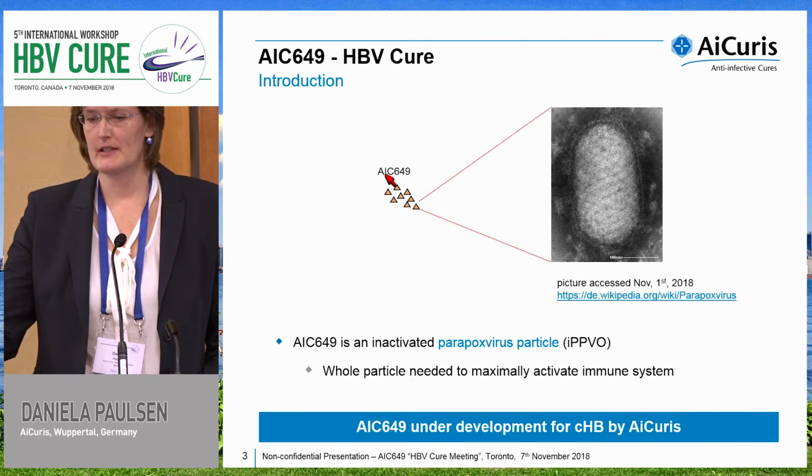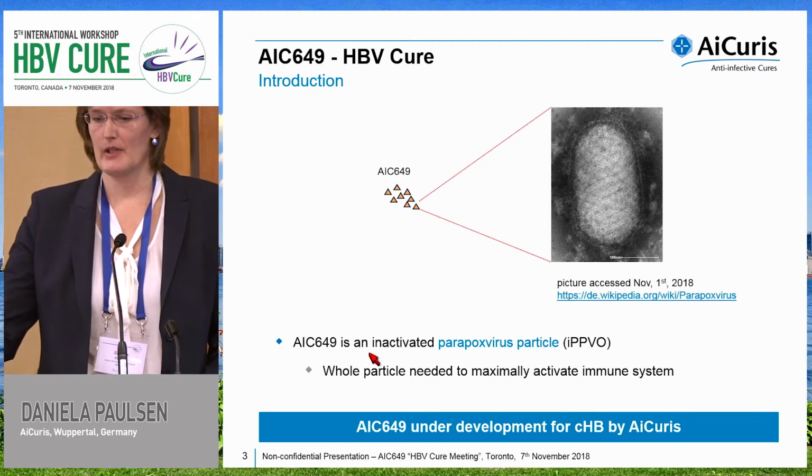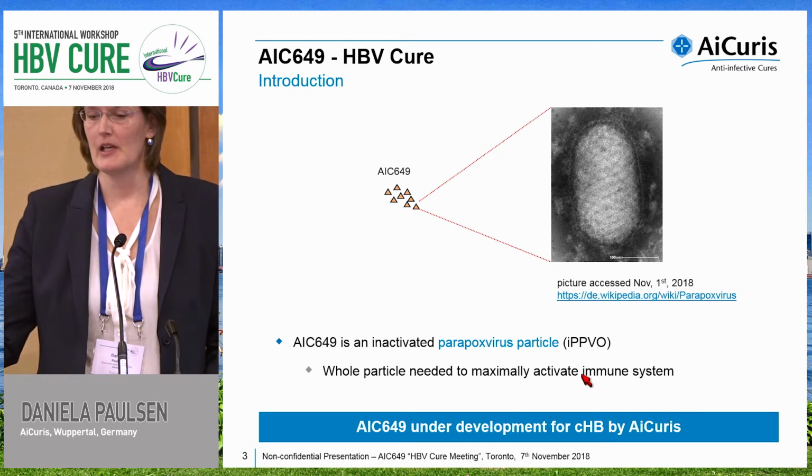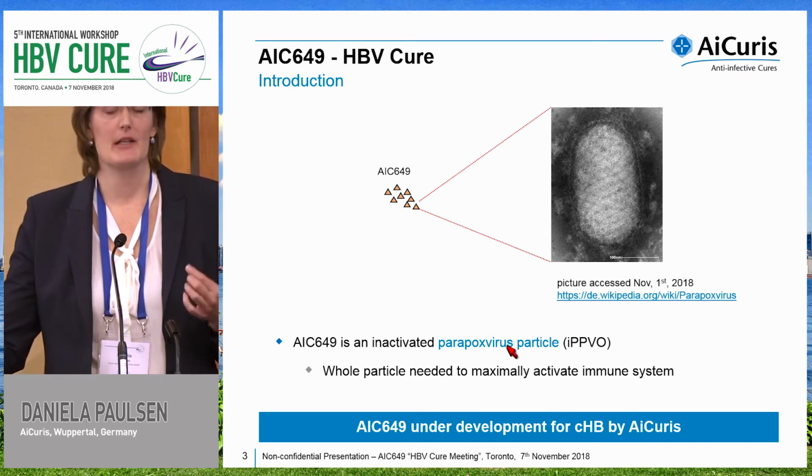So we are taking 649, which is a Parapox virus. So we inactivate it, and then we develop, or we try to develop it for chronic hepatitis B. What we know is that we need the whole particle, meaning the intact particle.